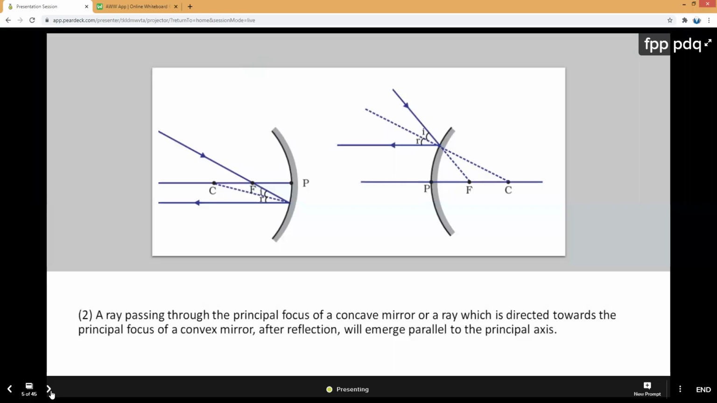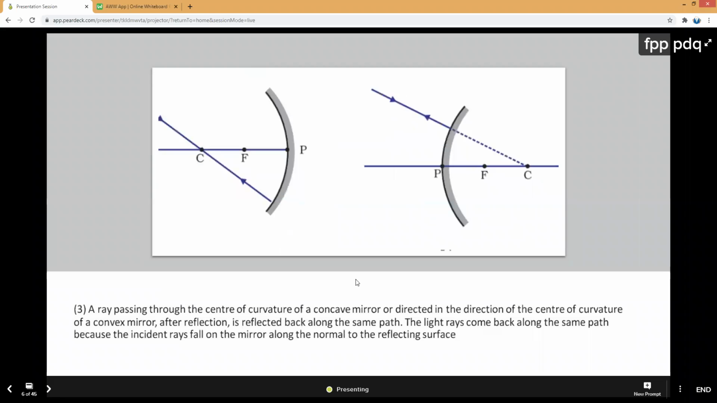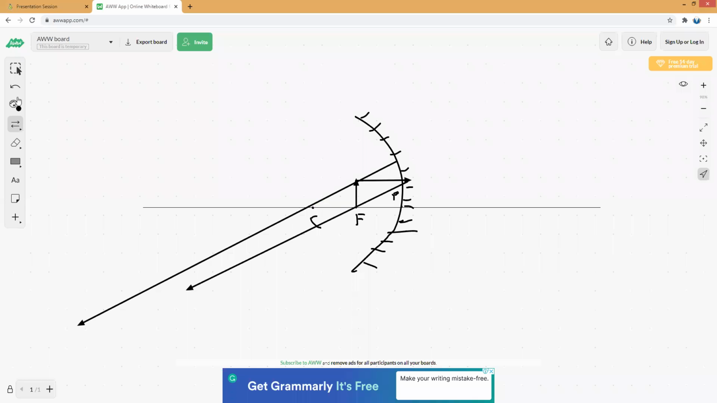Okay, so this was the rule. A ray passing through the center of curvature of a concave mirror is reflected back along the same direction. And over here, you can see that, I'll use the pen, it passes through the center of curvature to the mirror, and it's reflected back along the same direction. Now the image is formed at infinity.